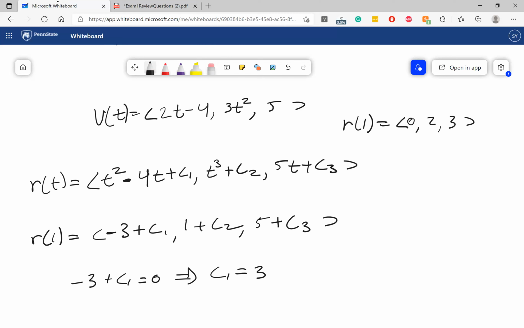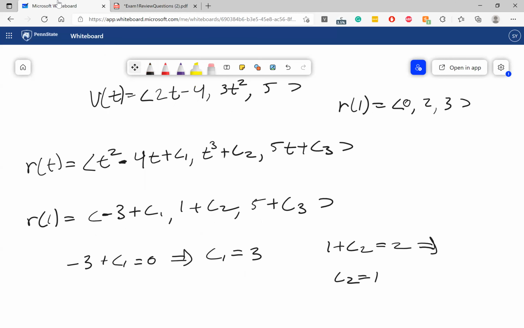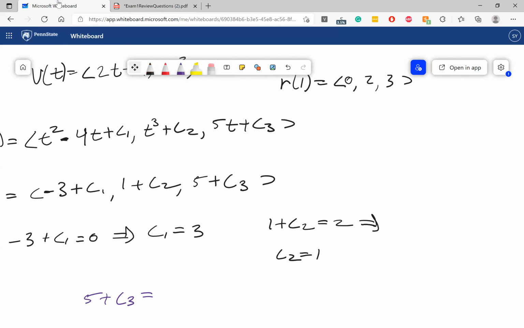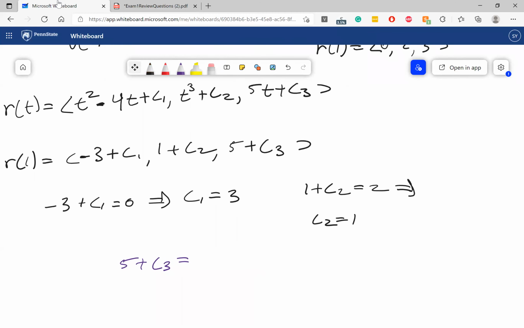C2, so 1 plus c2 is equal to 2. So that implies that c2 is equal to 1. And for c3, we get 5 plus c3 is equal to 3. So that implies that c3 is equal to -2.